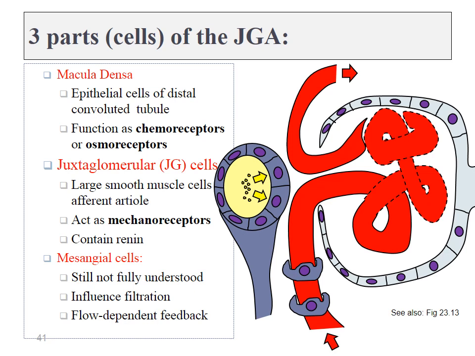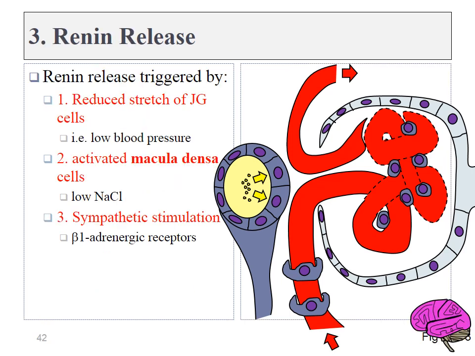The third part of our JGA, and the part that's not very well understood, and hence I will mention it but not test you on it, are mesangial cells found next to the glomerulus. The JGA functions to release the hormone renin, and these three parts of the JGA will trigger the release of renin for three different reasons.